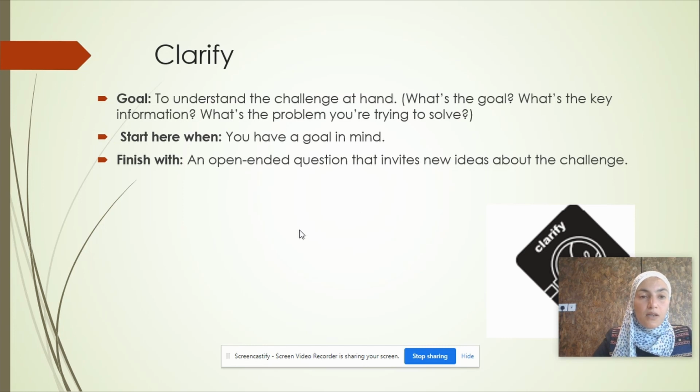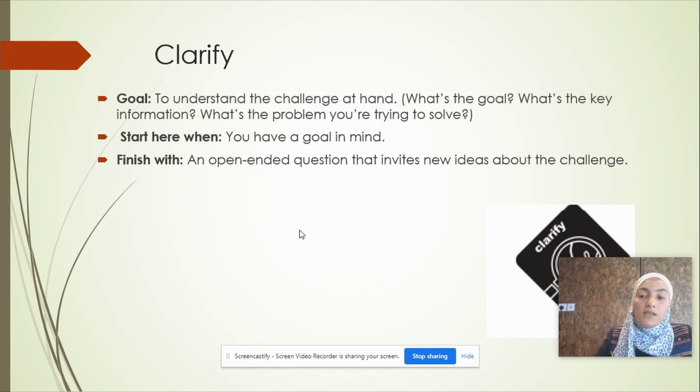Okay, so what about the clarify? Actually, clarify is to investigate the situation from all angles by asking the 5 W questions: who, what, where, why, and how of the situation. Make sure you understand the history and background of the situation. So here the goal is to understand the challenge at hand. What's the goal? What's the key information? What's the problem you are trying to solve? And you can start when you have a goal in mind.